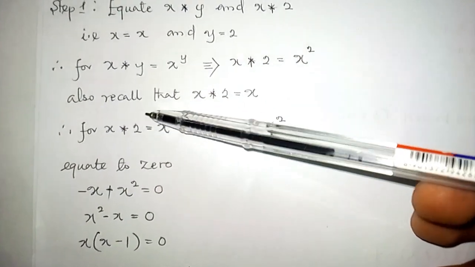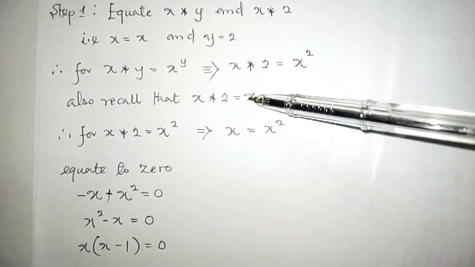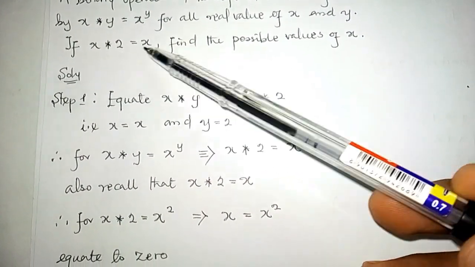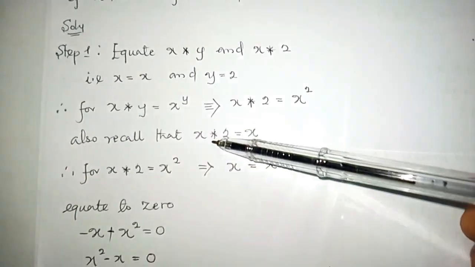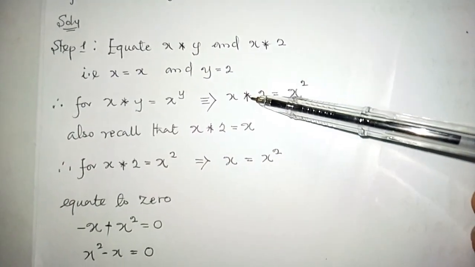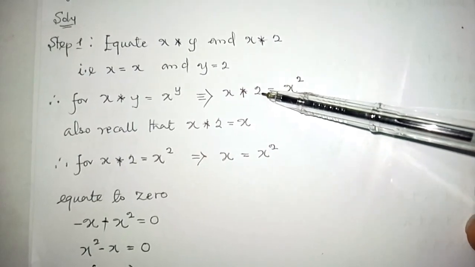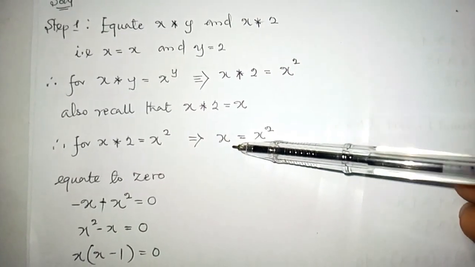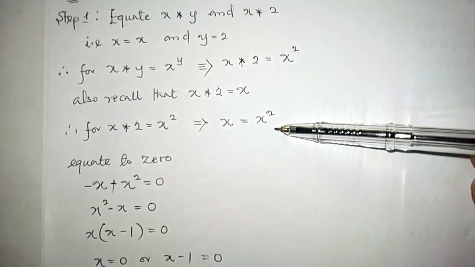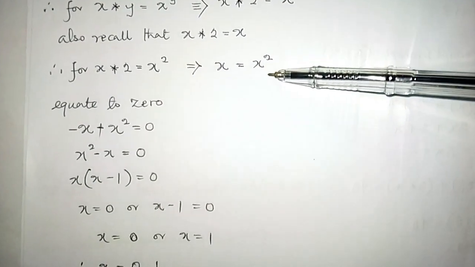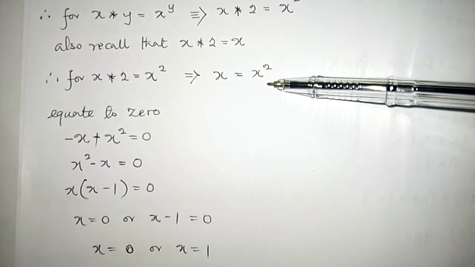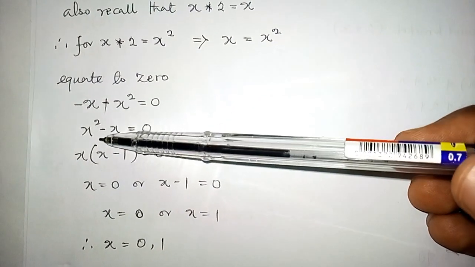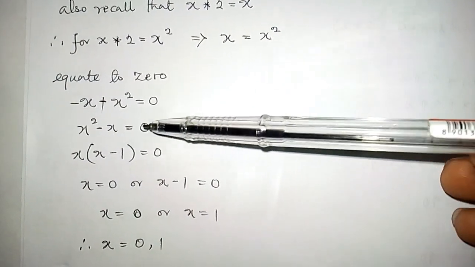Then also, we recall that x asterisk 2 equals x from the question. Remember the question said, if x asterisk 2 equals x. So, since x asterisk 2 equals x, we replace this x asterisk 2 by x. So we now come across x equals x squared. Because we have this, we have to equate it to 0 to find the value of x, because the question asks us to find the values of x. So equating this to 0, we have x squared minus x equals 0.